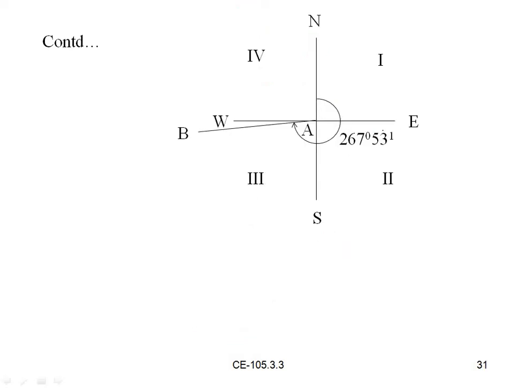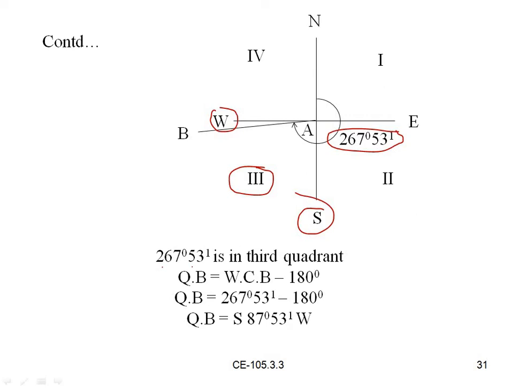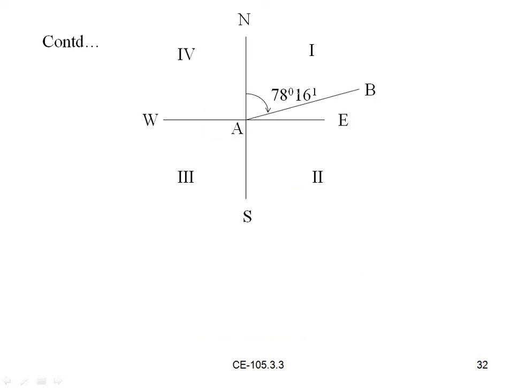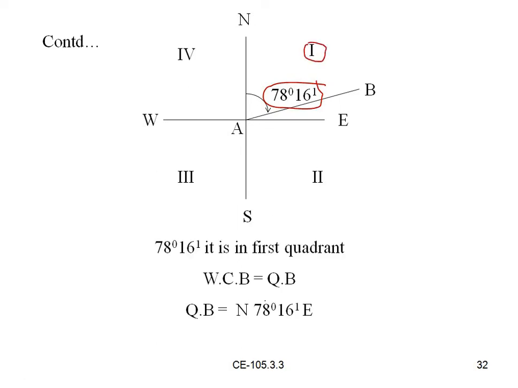The next one, 267 degrees 53 minutes. That is in the third quadrant, south west. So it is 267 degrees 53 minutes, third quadrant, where quadrantal bearing is equal to whole circle bearing minus 180 degrees. So then we will get south 87 degrees 53 minutes west. Next one is 78 degrees 16 minutes. It is the first quadrant. So whole circle bearing is equal to quadrantal bearing, that is north 78 degrees 16 minutes east.